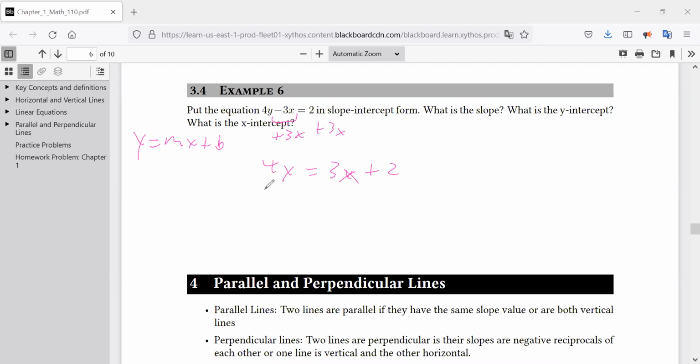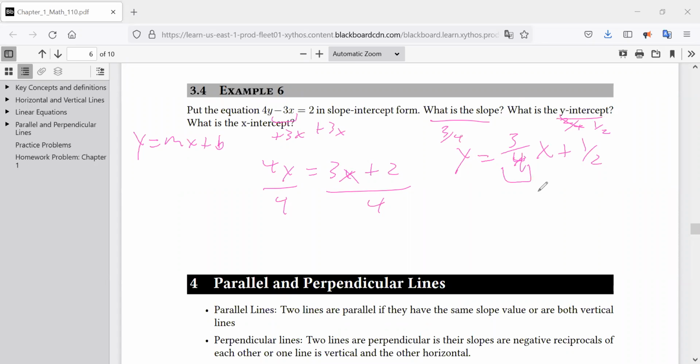And now, to finish things off, we don't want 4y, right? We want just regular old y. So we're just going to divide both sides by 4. So that gives us y is equal to 3 over 4 x plus 1/2. So that's 2 over 4, which is equal to 1/2, right? So what is the slope here? 3 over 4. Exactly. 3 over 4.